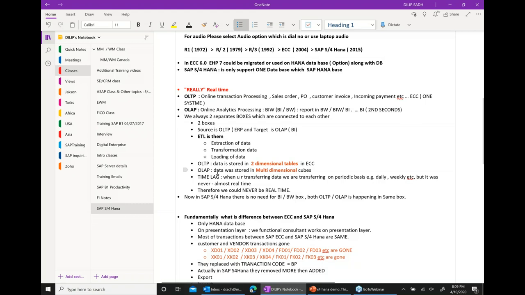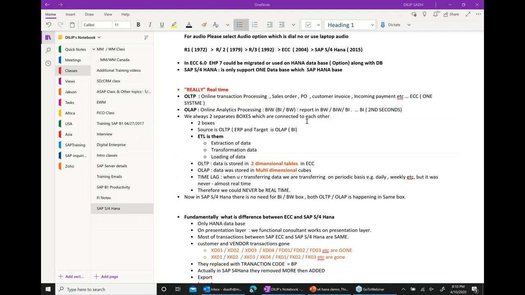Earlier, OLTP and OLAP were two separate boxes. BI/BW was one box and ERP was another box. These two boxes were connected by a bridge, but that bridge was not real time. Data was being synced up daily, weekly, or whatever the period was, but not in actual real time. There was a time delay, and because of that it was never actual real time. Two systems, connected by a bridge, but the data flowed between them at a certain periodicity. Therefore, technically, they could never be real time, and they indeed never were. There was a problem.